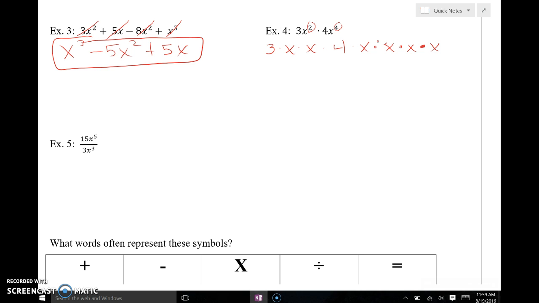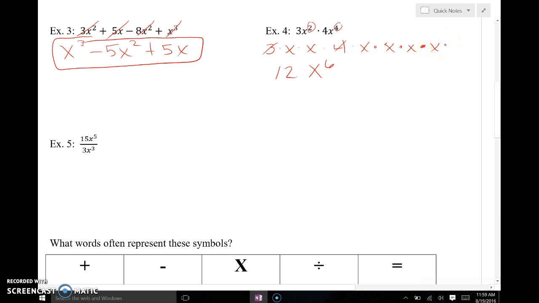Well, the 3 and the 4, that's not going to be a problem. 3 times 4 is 12. But I'm multiplying all these x's. If you count real quick, 1, 2, 3, 4, 5, 6 x's, that's the same as x to the 6th. So x times itself 6 times is x to the 6th power. So that's the long way of doing this.